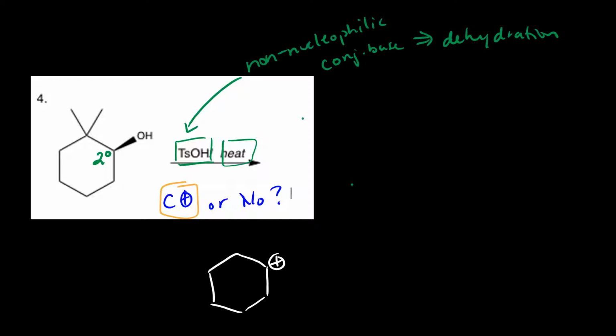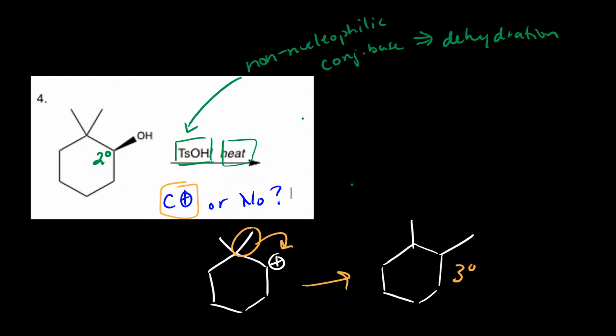The carbocation is going to form here, and right next door you have two methyl groups. So one of those is going to jump over, and we're going to end up getting the carbocation at the more stable tertiary position as opposed to the secondary position. Whoops, I put that on the wrong spot here.